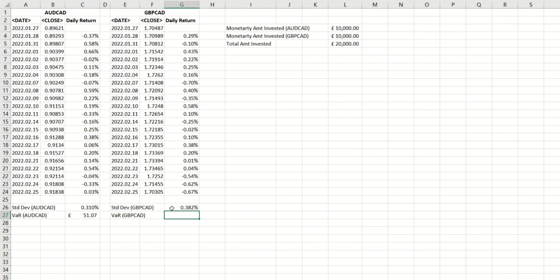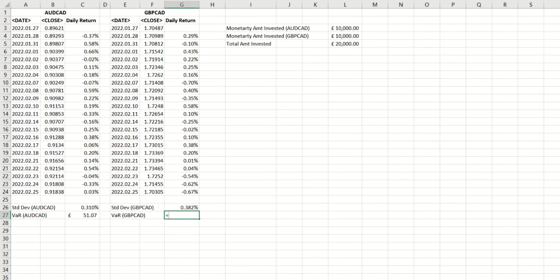So we can see here that the standard deviation for pound CAD is slightly more than for Aussie CAD, which tells us that this is a slightly more volatile asset. And because of that, of course, this will contribute more risk to any portfolio that it is in compared to Aussie CAD.